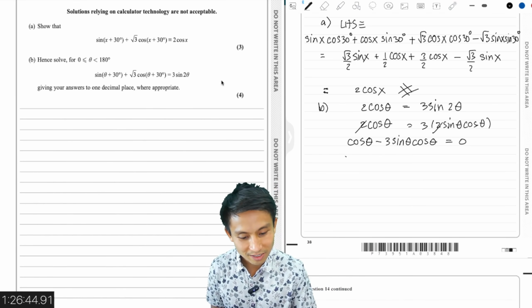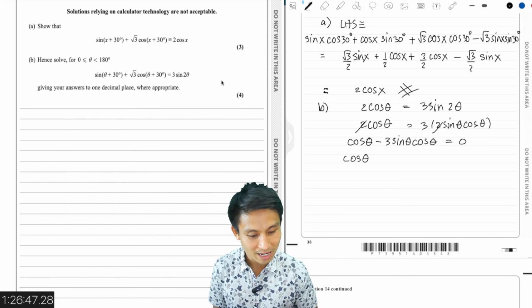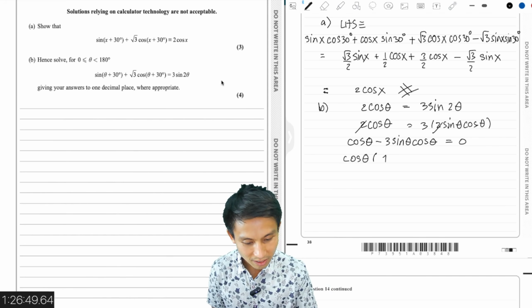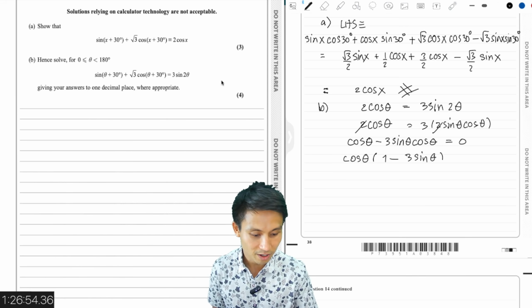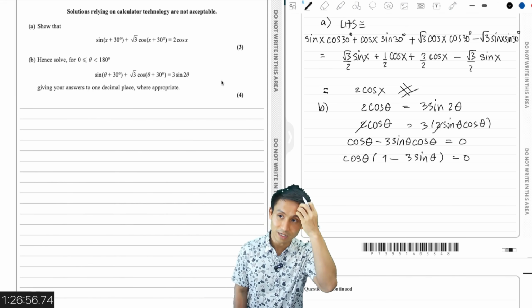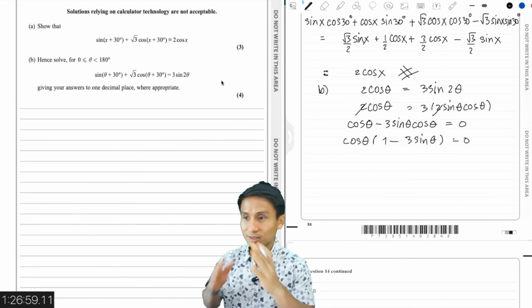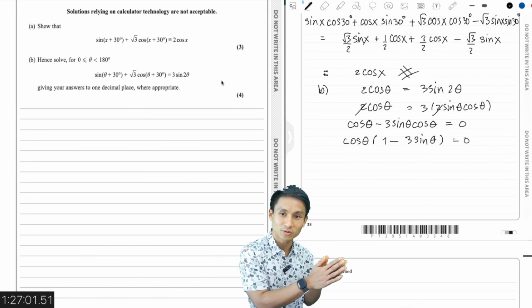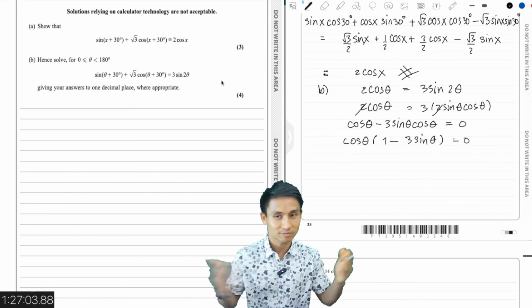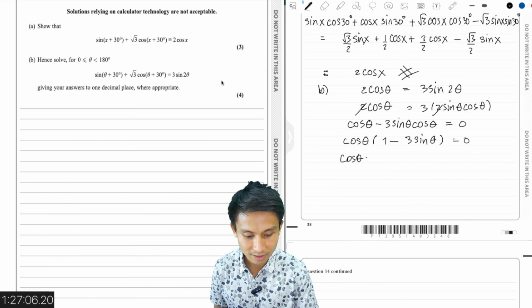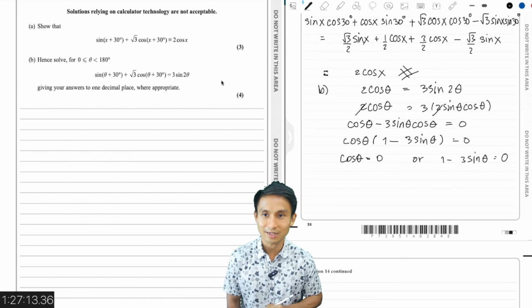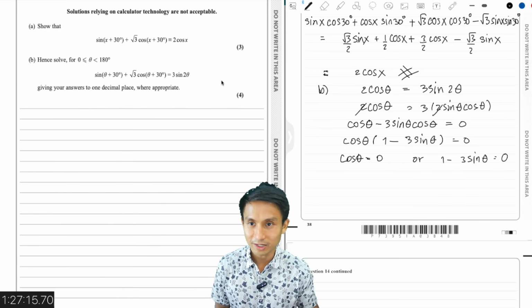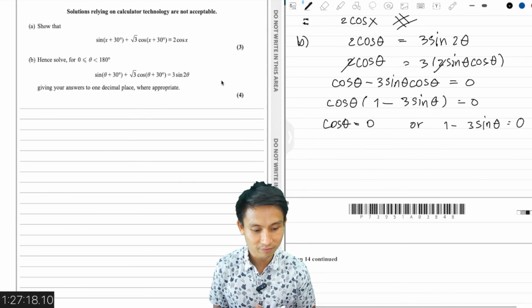In this case, yeah. Now, clearly, if you factorize cos theta out, you're going to get 1 minus 3 sine theta, right? Like that. See that? So yeah, because this is just A times B equals 0. So A could be 0 or B could be 0. Yeah? So cos theta equals 0, or 1 minus 3 sine theta equals 0. Like that. Okay? And theta is already in the right range there, because we are solving for theta here.